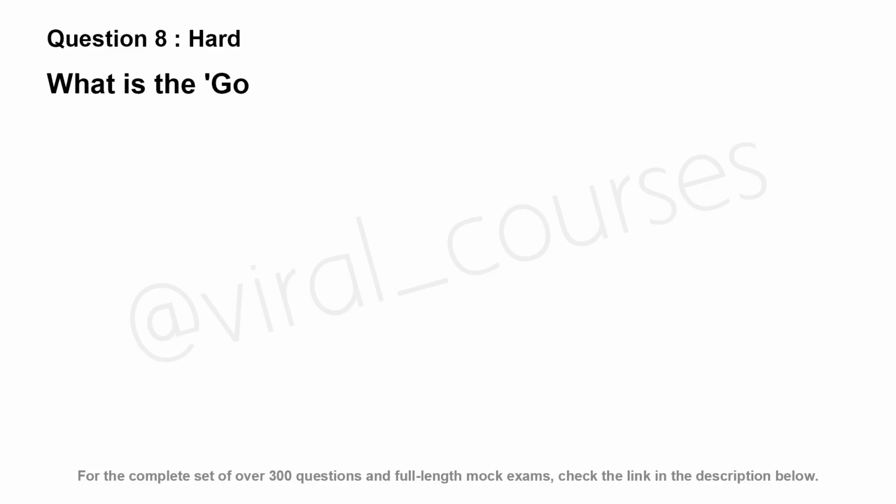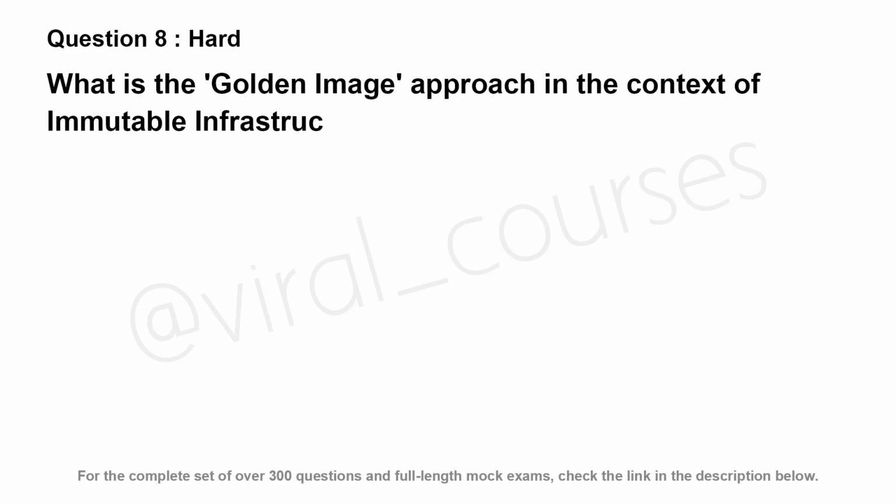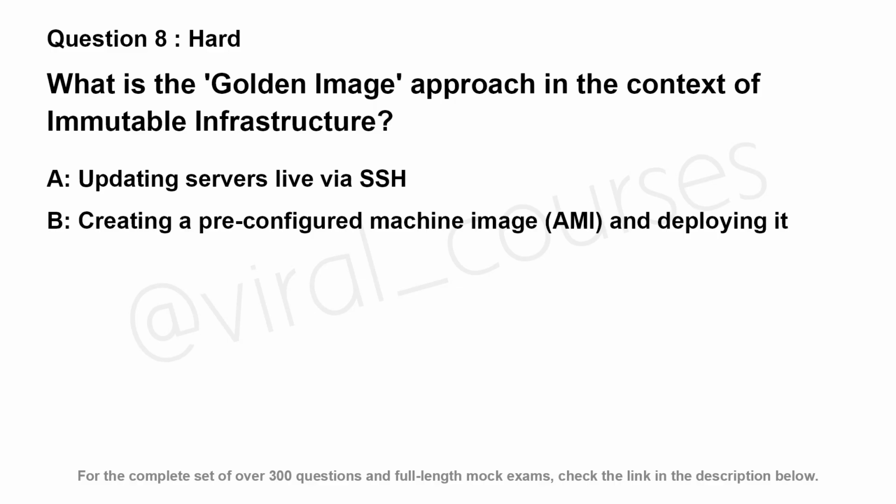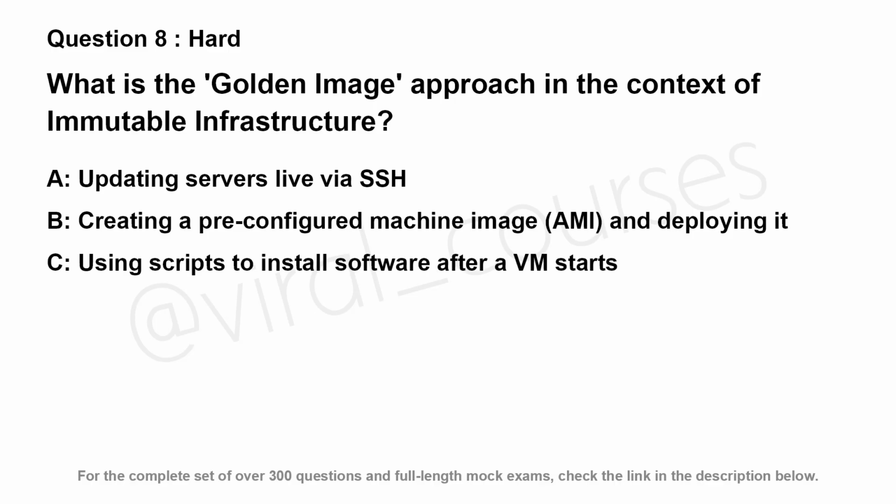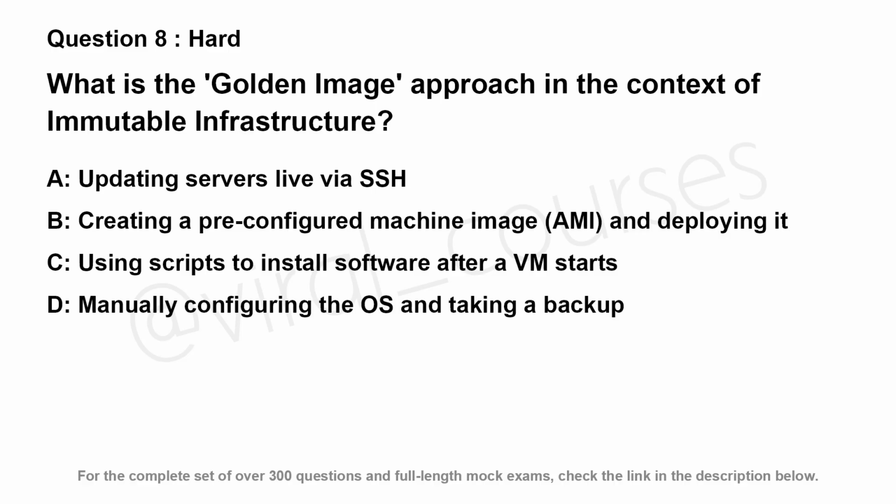What is the golden image approach in the context of immutable infrastructure? Option A. Updating servers live via SSH. Option B. Creating a pre-configured machine image, AMI, and deploying it. Option C. Using scripts to install software after a VM starts. Option D. Manually configuring the OS and taking a backup.